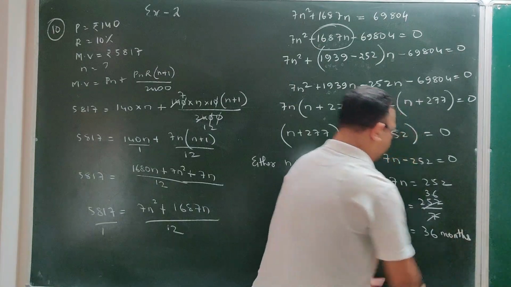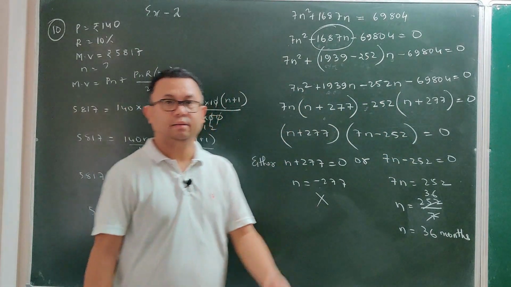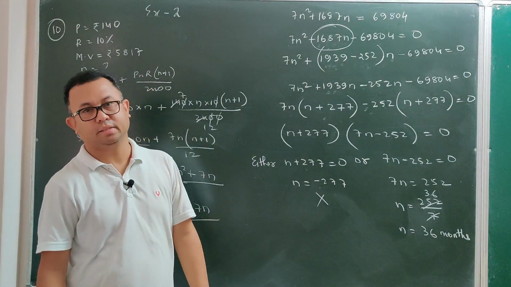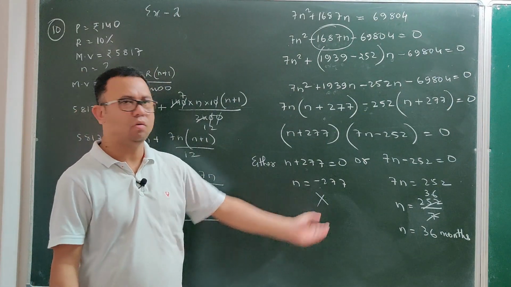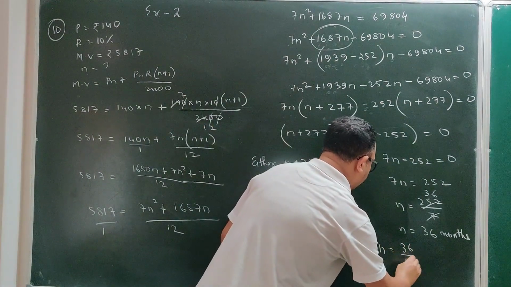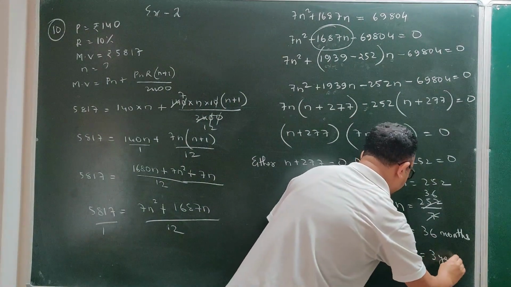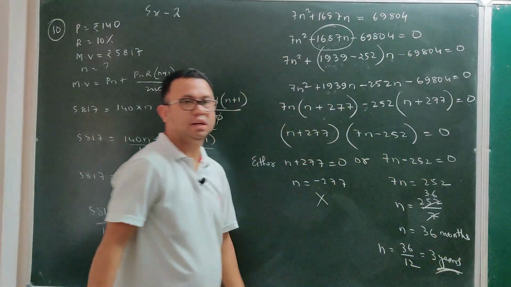And it is coming positive and it's coming 36 months. So since the question is telling you to find n, there you are, 36 months. And don't forget, if you don't want to write 36 months, then you can also write n equal to 36 converted into years, because 12 months make a year, so that is 3 years. So you can keep your answer as 36 months.